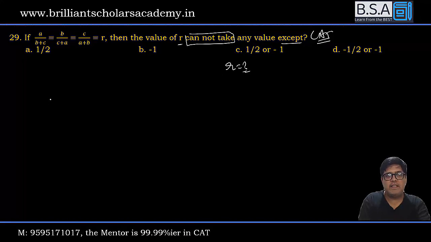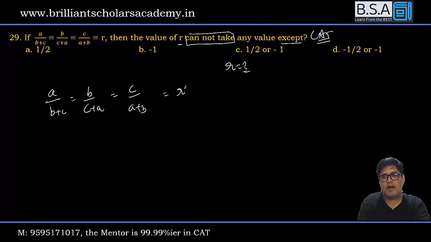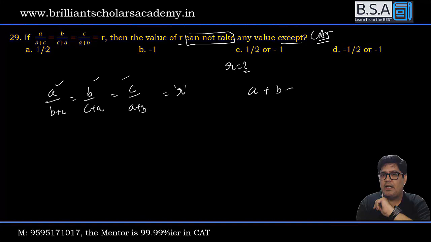So here you see there's a cyclic pattern. A upon B plus C is equal to B upon C plus A is equal to C upon A plus B. They are equal to R. So first thing, there is cyclic addition of terms. Whenever there's a cyclic addition of terms, you can do yourself a very big favor if you add every term. If they are all equal to R, I am adding numerators, and I'm also adding their denominators. So basically, I am not changing the coefficients here.